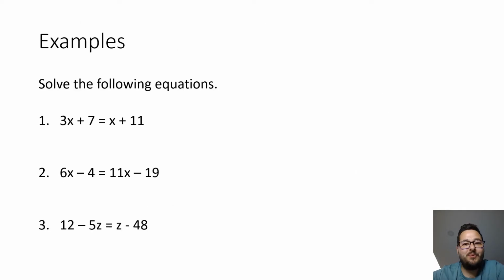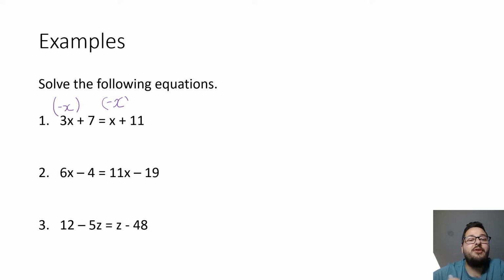So we'll do this with an example. If you already want to have a go, feel free to pause the video and try. Otherwise, we shall do them together. Okay, so number one then, we've got 3x plus 7 equals x plus 11. So we've got an x on both sides. So let's get rid of the smaller one. We've got 3 x's on the left, but we've only got 1 x on the right. So let's take away x from both sides.